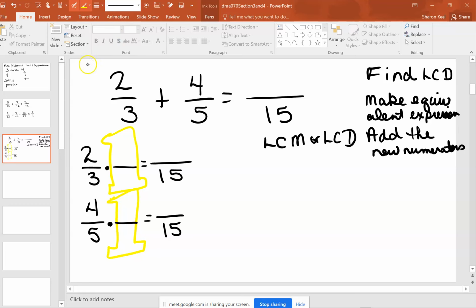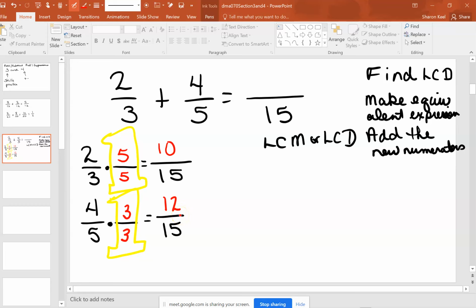So what we need to do is to say 3 times what number is 15? That would be a 5. The fraction 5/5 is 1 whole. So 2 times 5 is going to give me a numerator of 10. So 2/3 is equivalent to 10/15. 5 times what gives me 15? A 3. So 3/3 is my 1 whole. 4 times 3 gives me 12. So 12 over 15, that would be my new equivalent expression.